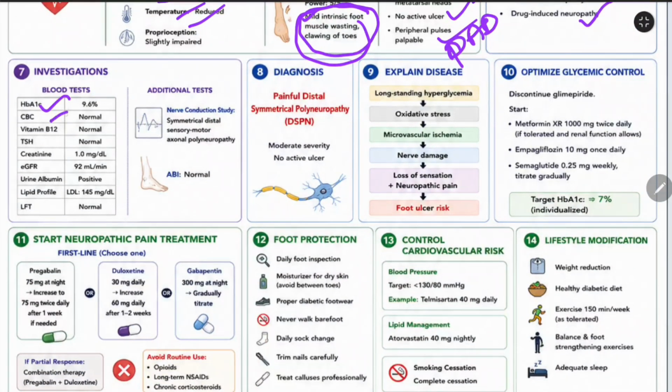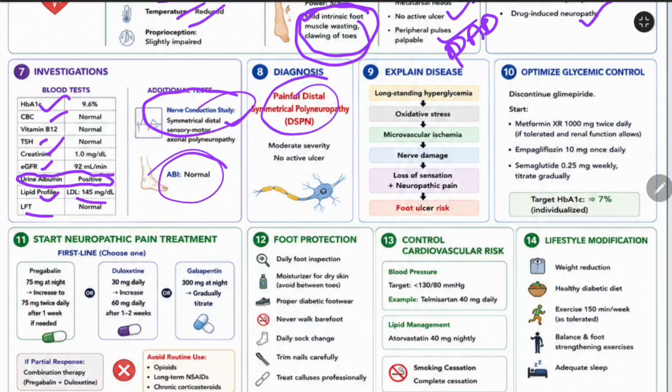Investigations: HbA1c, CBC, B12 and TSH are normal, creatinine and eGFR are also normal, but urine albumin is positive. Diabetic kidney disease is there. Lipid profile is done, LFT is also normal. Nerve conduction study indicates symmetrical distal sensory motor axonal polyneuropathy. ABI is normal. So the diagnosis is DSPN, moderate severity, but there is no active ulcer.